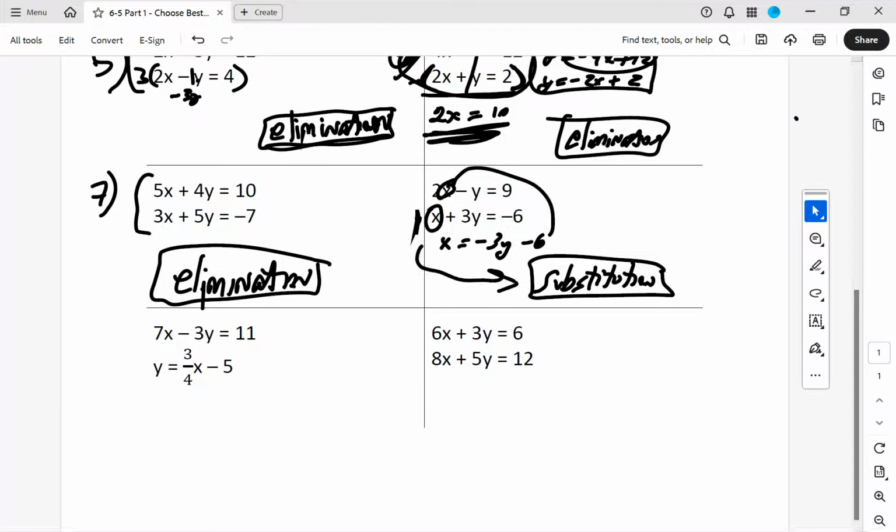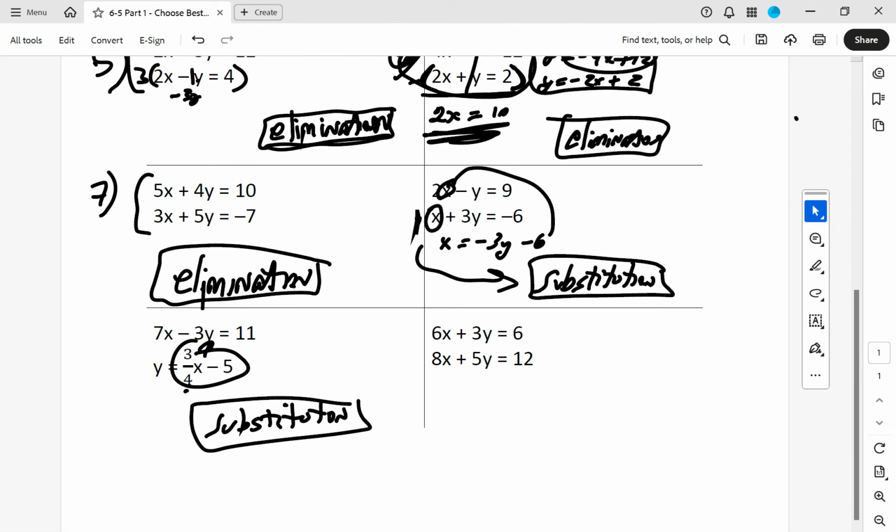This one here, same thing. This could be substitution. We just simply take this and we put it inside that. We'd end up with a 4 as a denominator. Multiply everything by 4, and that's done and taken care of. So this one again is a substitution. And on this one, none of the coefficients are 1, so therefore this is an elimination.